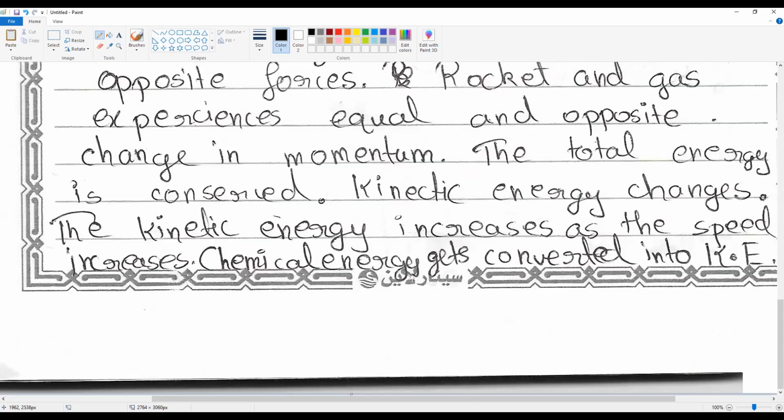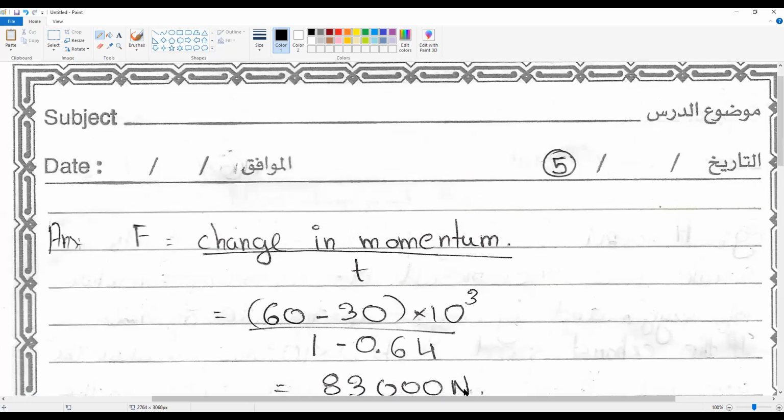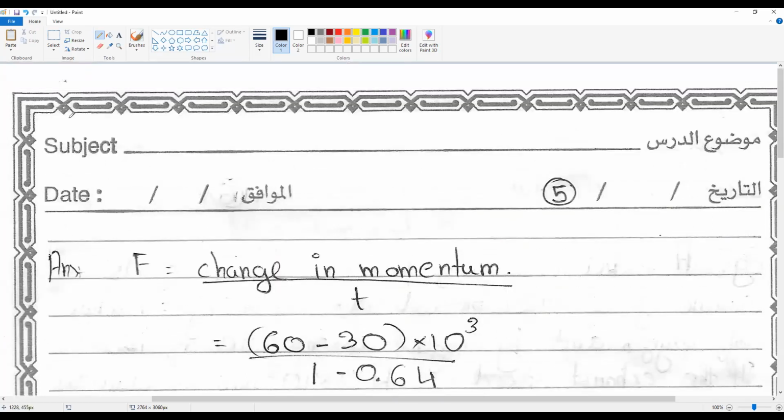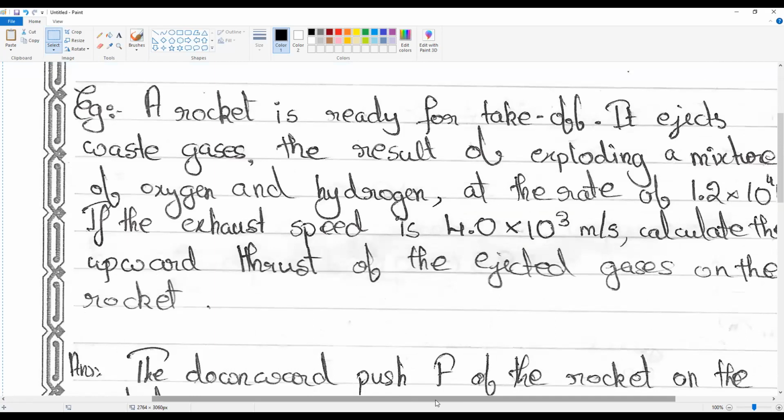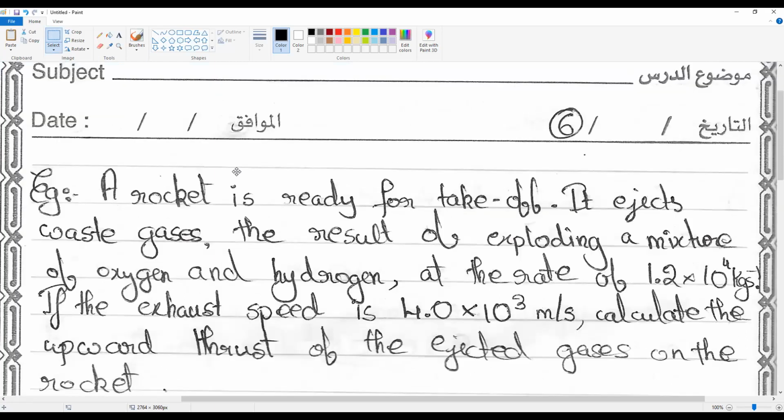So let me see if there are other pages here or if this is the last page. Okay, there are other pages. We have some rocket related questions. So remember, total energy is always conserved. Total energy is always conserved. Remember this.